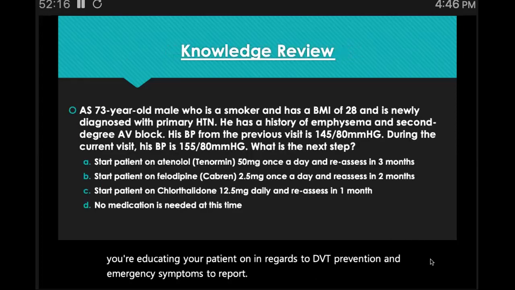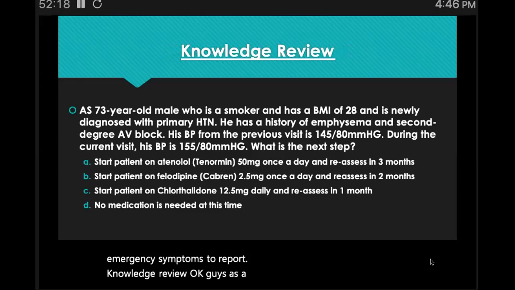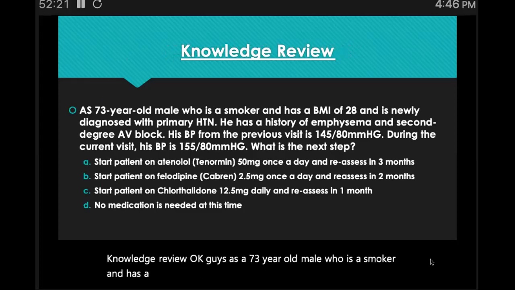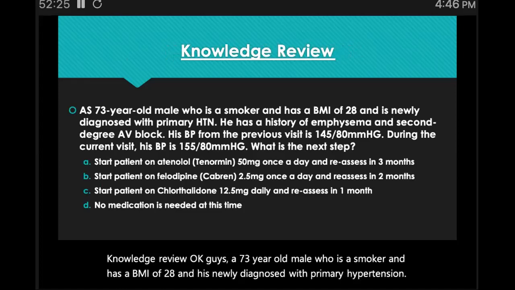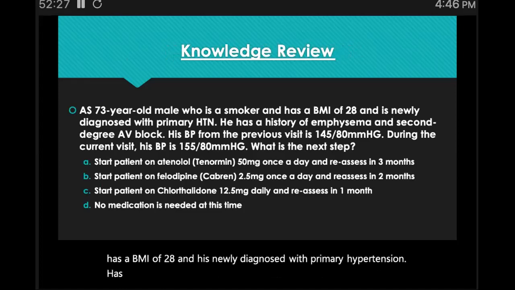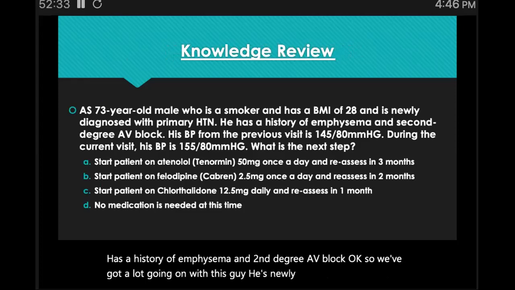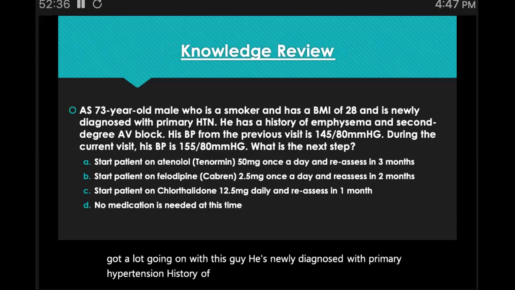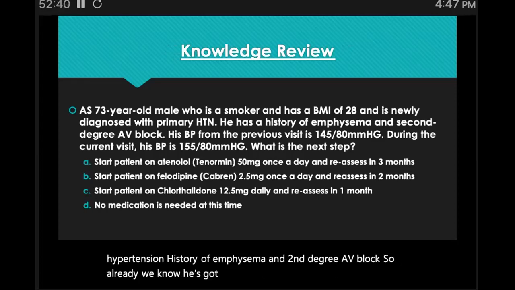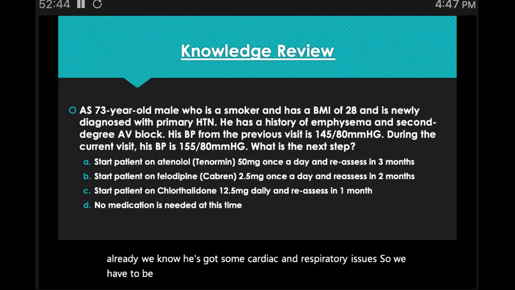Knowledge review. Okay, guys, a 73-year-old male who is a smoker and has a BMI of 28 and is newly diagnosed with primary hypertension, has a history of emphysema and second-degree AV block. Okay, so we've got a lot going on with this guy. So already we know he's got some cardiac and respiratory issues. So we have to be very conscientious of that in terms of prescribing for our patients with high blood pressure.